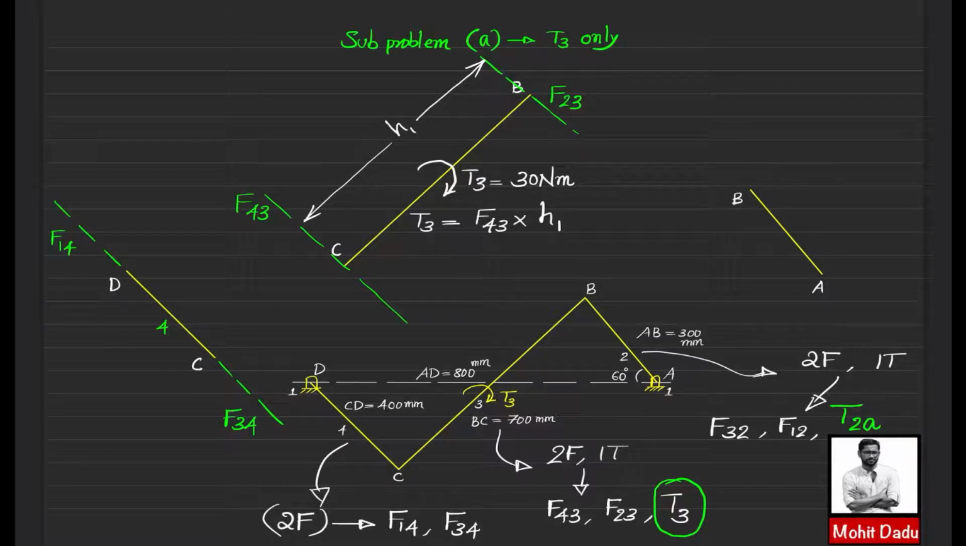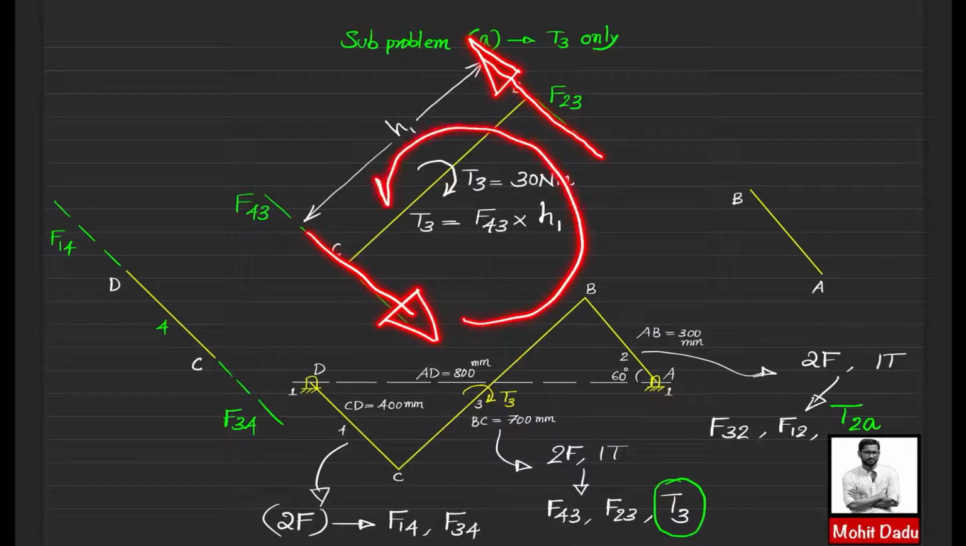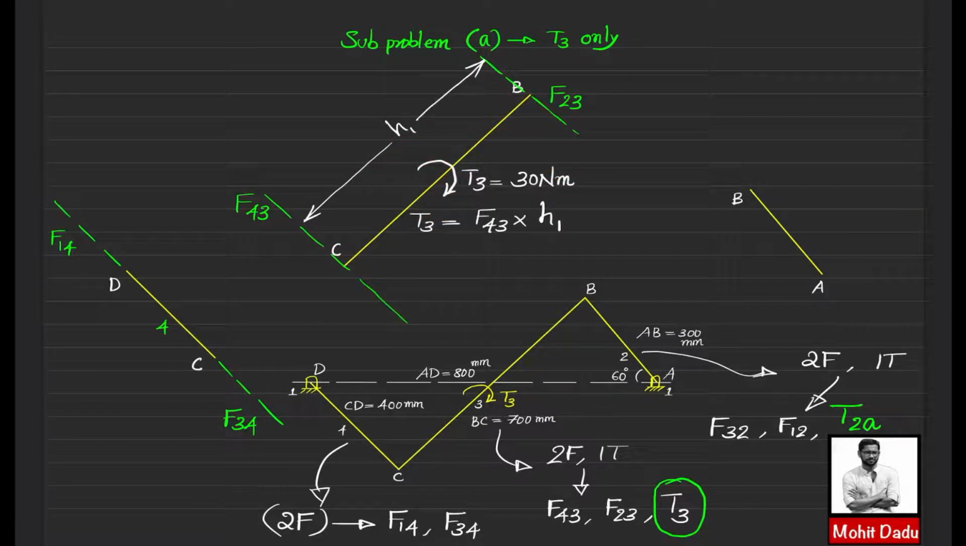And this torque is acting in the clockwise sense, so the couple formed by this pair of forces should act in the opposite. That means the couple should be created in an anti-clockwise way, so that the arrow heads of these forces should come like this. Then only this pair of forces will be creating an anti-clockwise couple, which is opposite to the external clockwise couple T3. So here you can get the value of H1, and the T3 value is already there.